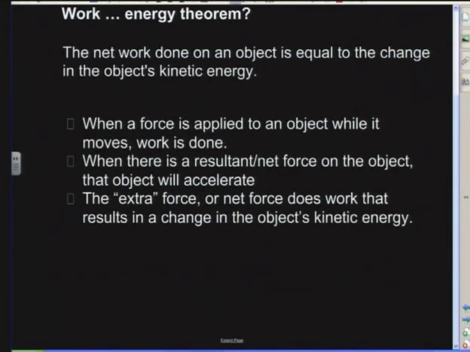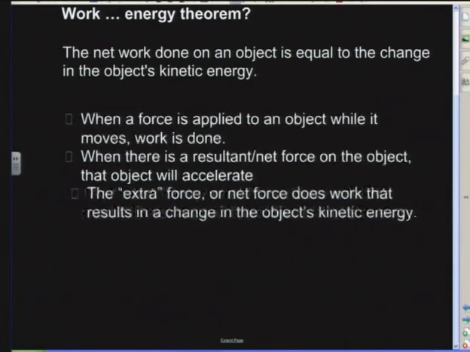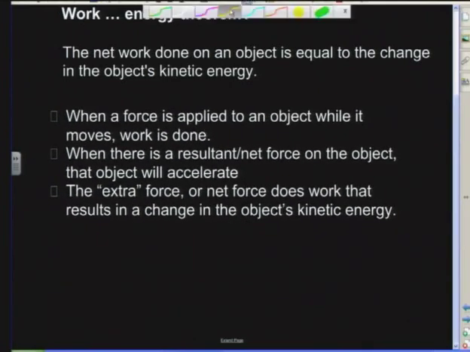So why the work and energy theorem? Well, here we go. When a force is applied to an object while it moves, work is done. Sorry, I'm actually moving that off your screen. Let's just highlight that. There we go.